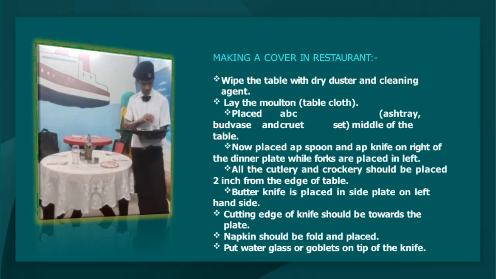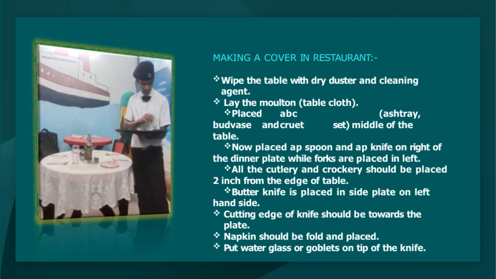Let's go through the process of making a cover in a restaurant setting. First, you want to start by wiping the table thoroughly with a dry duster and a cleaning agent to ensure it's spotless. Once the surface is clean, lay the molton, or tablecloth, smoothly over the table. Next, place the ashtray, bud vase, and cruet set right in the middle of the table. This helps create a balanced and inviting setup.